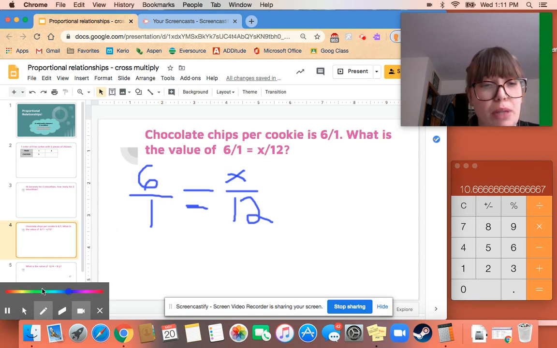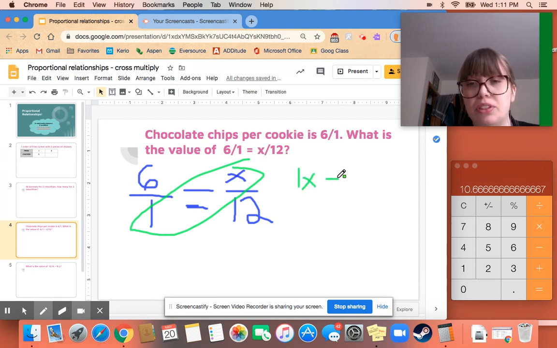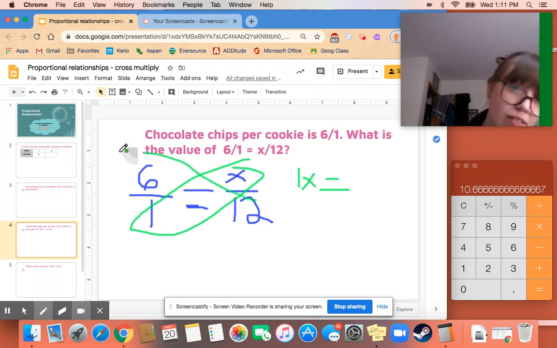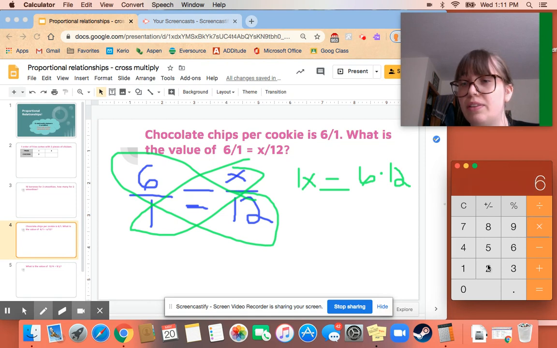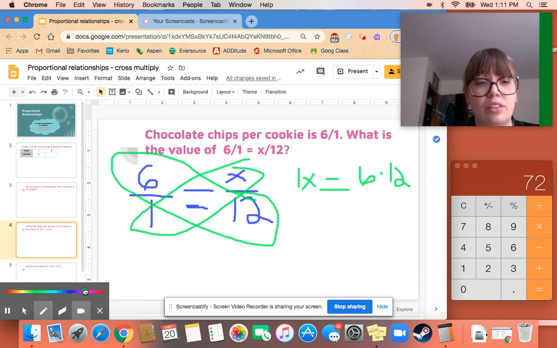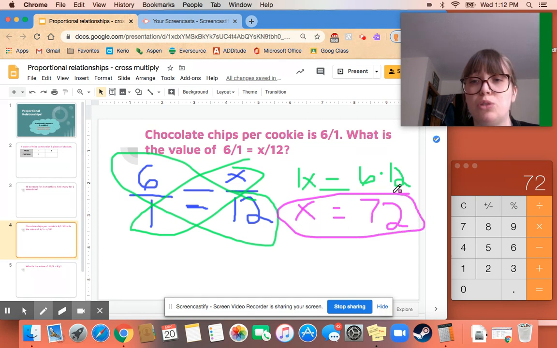And we just cross multiply. X times 1, 1x, is going to be equal to 6 times 12. Use your calculator if you're not sure. So I'm going to do that. 6 times 12 is 72. So 1x is just x is equal to 72. So that means I would need 72 chocolate chips for 12 cookies.